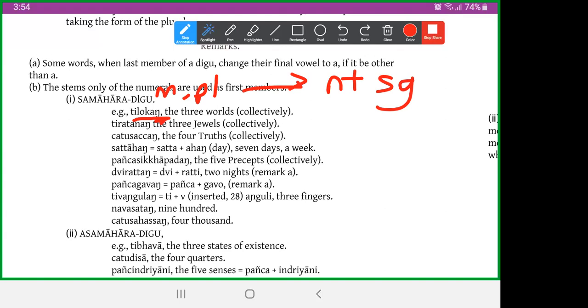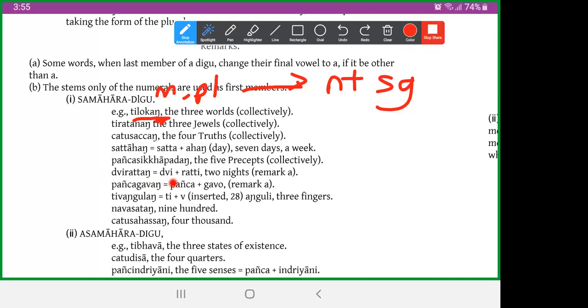So the second one is Tiratana, right? You also combine, and it always becomes neuter singular. Chatu is 4, so Chatusaccam, 4 noble truths collectively as one group. So Sattaha is there, Sattaham, so it's one week here. Pancha sila pada, all right? 5 precepts collectively. Pancha is 5, you all know already.